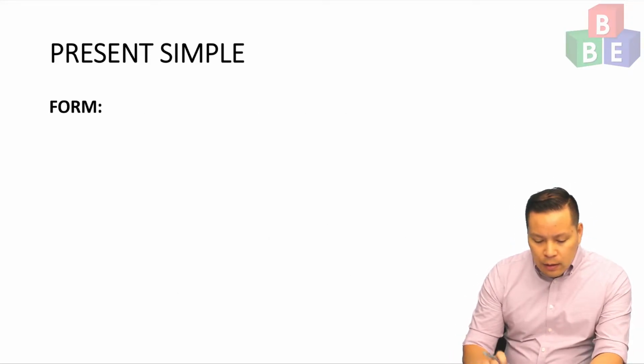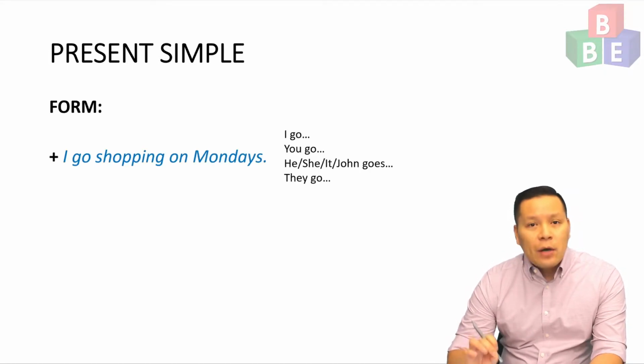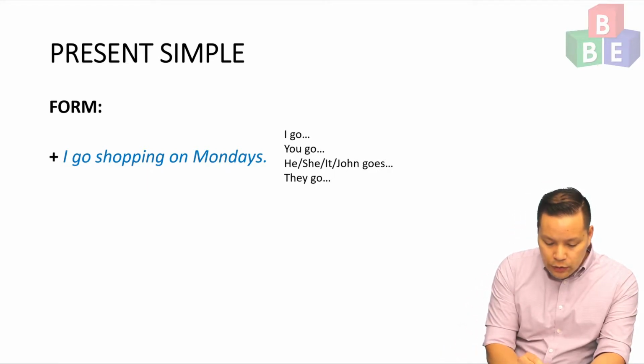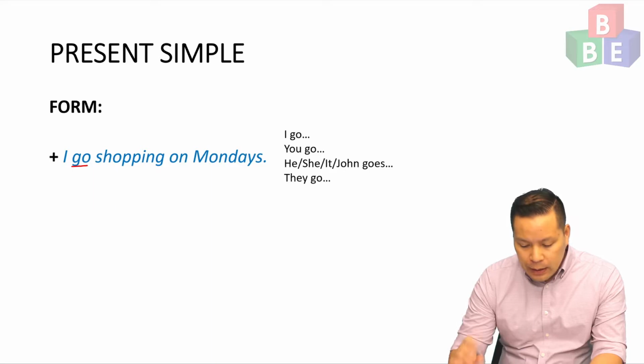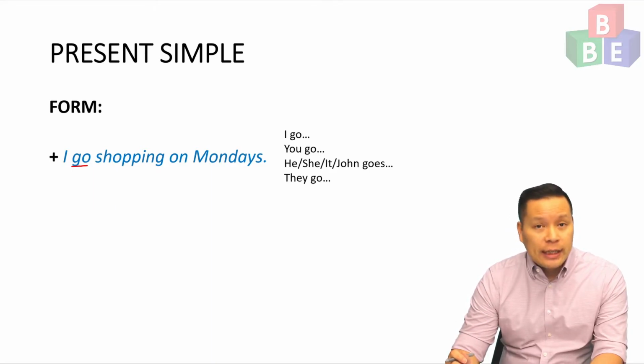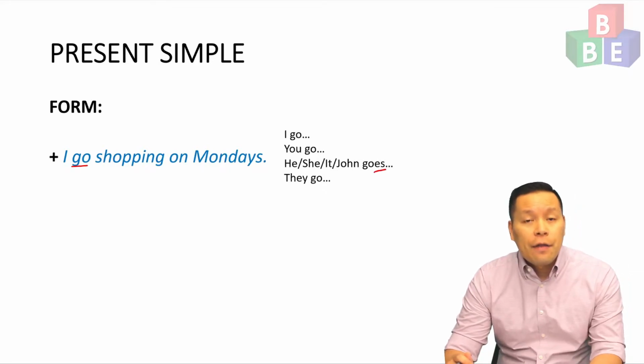Present simple. We start off with some really basics here. The form. In the positive statement form, I go shopping on Mondays. We use the base verb go. With other pronouns, I go, you go, he, she, it, John goes, don't forget the verb S, they go.